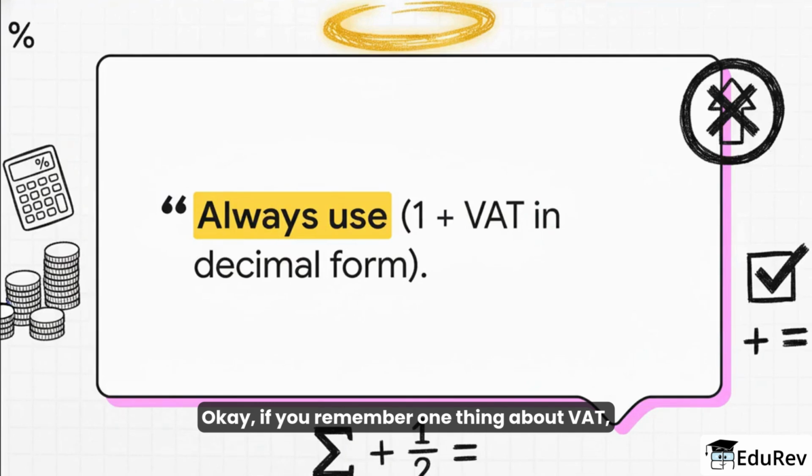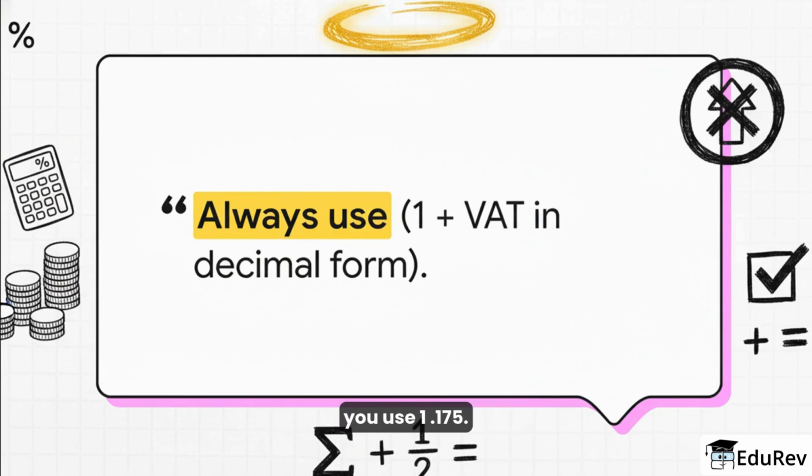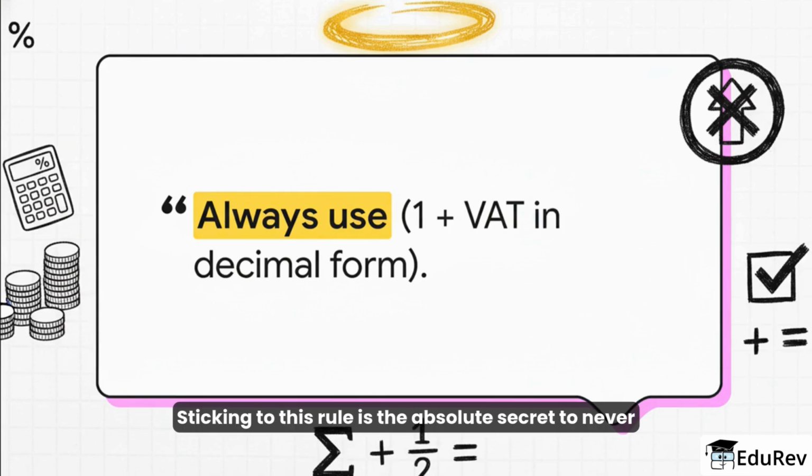Okay, if you remember one thing about VAT, make it this. This is the golden rule. Always use the multiplier that is 1 plus the VAT in its decimal form. So if it's 15% VAT, you use 1.15. If it's a weird one like 17.5%, you use 1.175. For 20%, it's 1.20. Sticking to this rule is the absolute secret to never getting a VAT question wrong again.